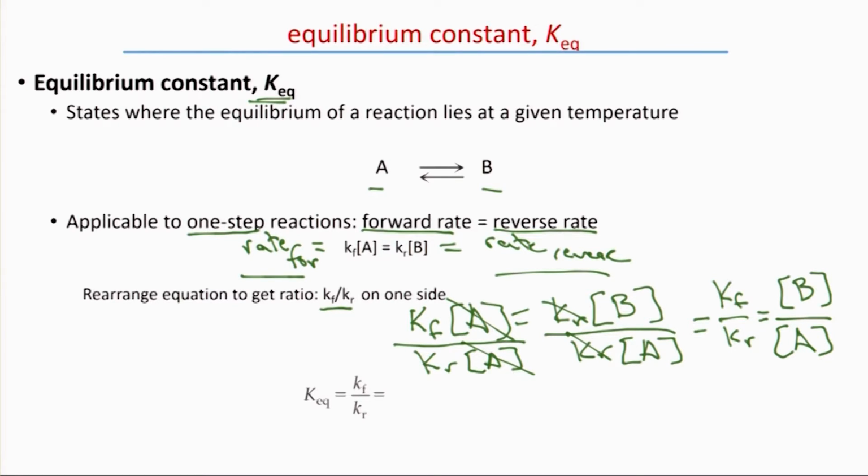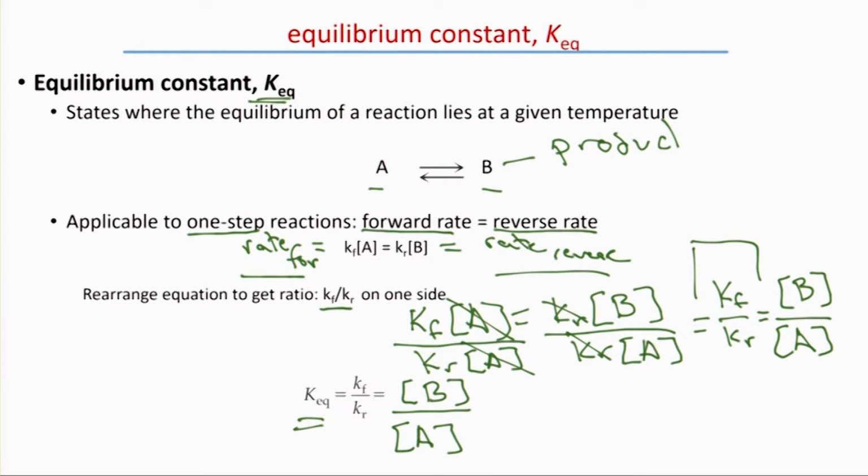All right, and now this right here, KF over KR, we're going to call K equilibrium. We're just putting those two constants together and calling them one constant. So the K of the forward reaction divided by the K of the reverse reaction, we're joining together, calling it just K equilibrium. And then what is this equal to? This is equal to the concentration of B over the concentration of A. Now let's look at what A and B stand for again. B stood for the product concentration, and A is the reactant concentration.